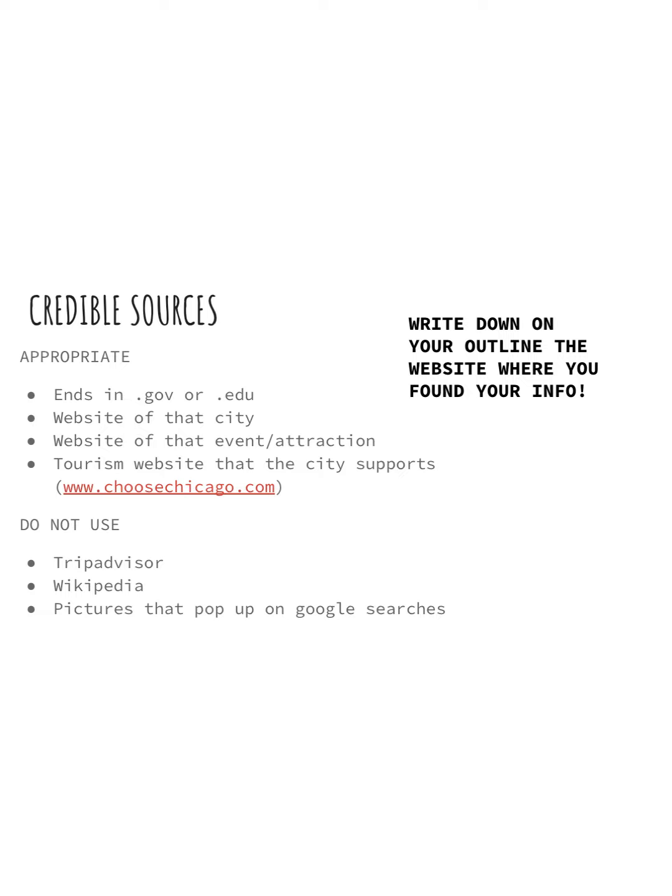So .gov or .edu, or I would say .org, is an automatic thumbs up. If it's a website of that city, like chicago.com, I would say that's totally fine because it's the city putting it on. If it's a website of that event or attraction, for example, airinsanity.com, we're going to assume that Air Sanity is giving accurate information about their business.